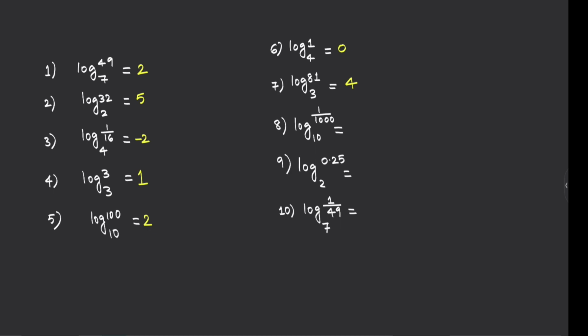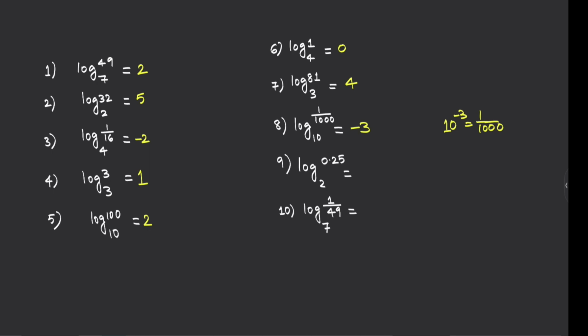This is again like before. How many times 10 should be raised to get 1 by 1000? We all know 10 should be raised minus 3 times to get 1 by 1000, because 1 by 10 to the power of 3 is 10 to the power of minus 3. So minus 3 times it should be raised.